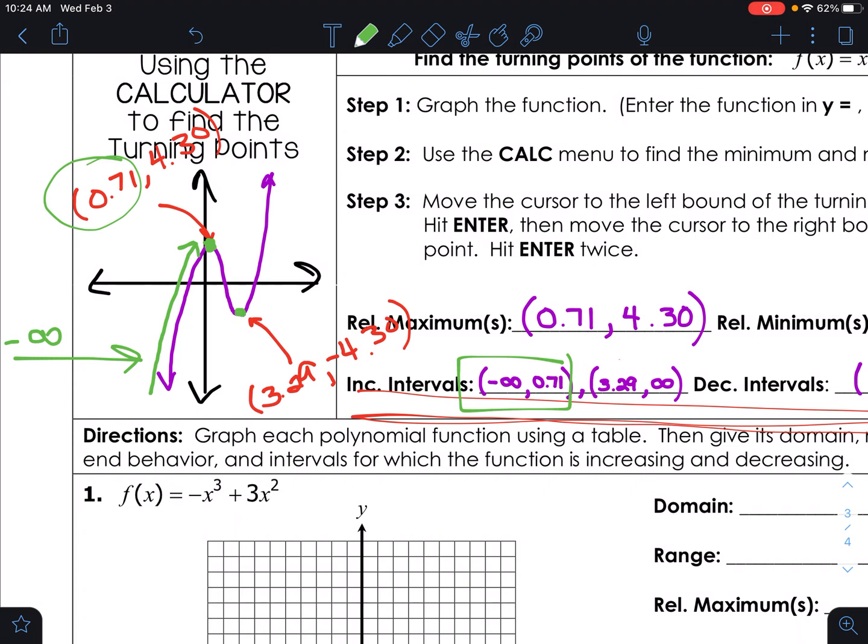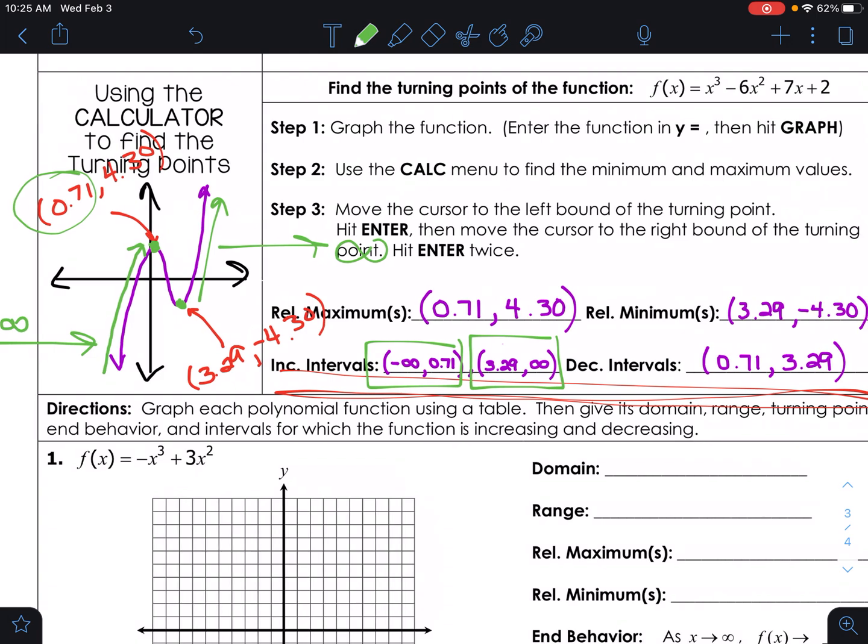Then it's also increasing from here to here, going this way. So what's the x value? Well, notice 3.29, and then that just keeps going all the way to positive infinity. So that's how I got this. All right, so those are my increasing intervals.